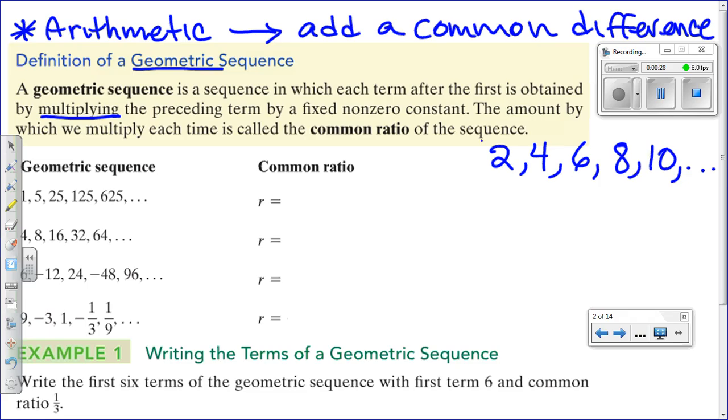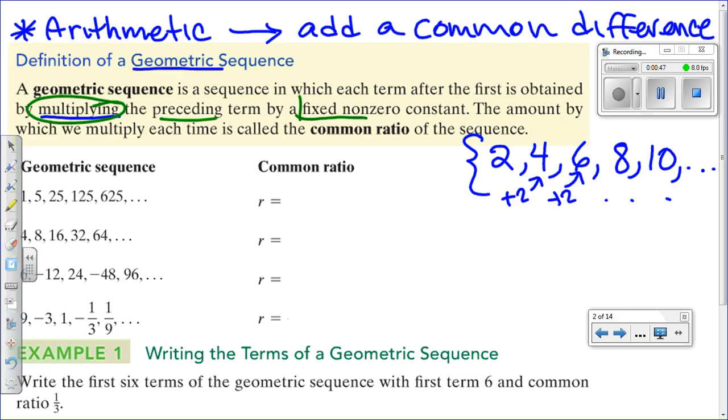This is my example of an arithmetic sequence: 2, then you add 2, you get 4, you add 2, you get 6, and so on. With a geometric sequence, you're going to be multiplying the preceding term, the one that is before, by a number.